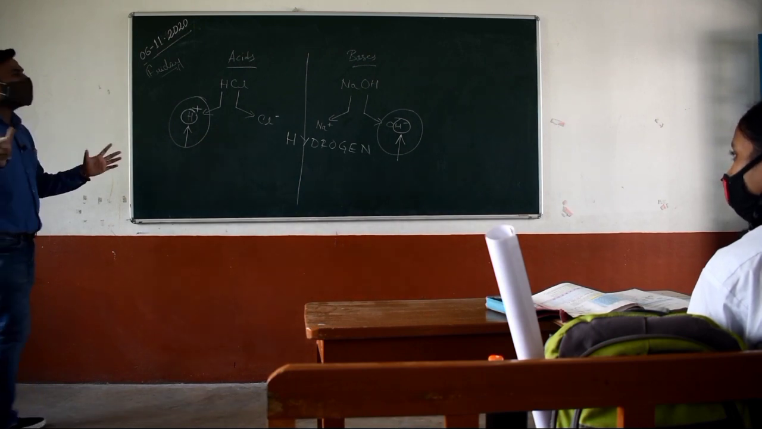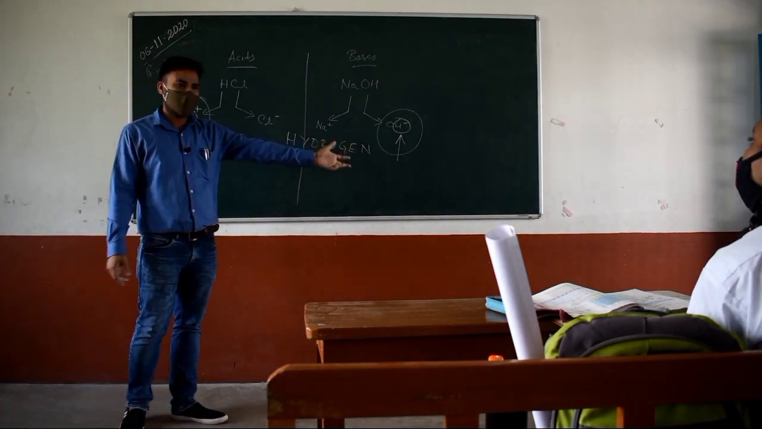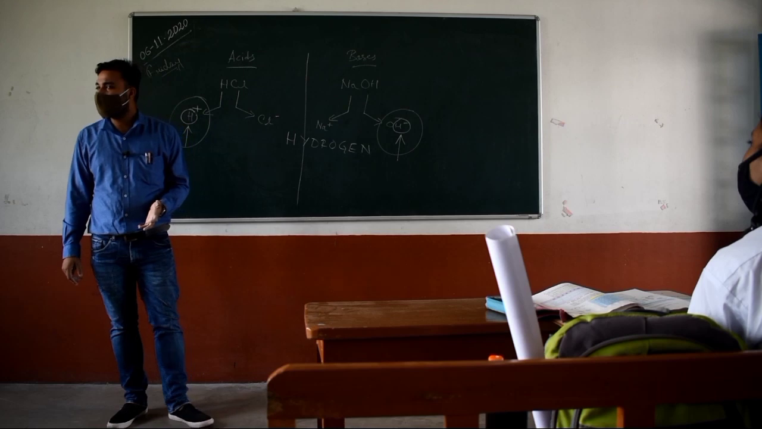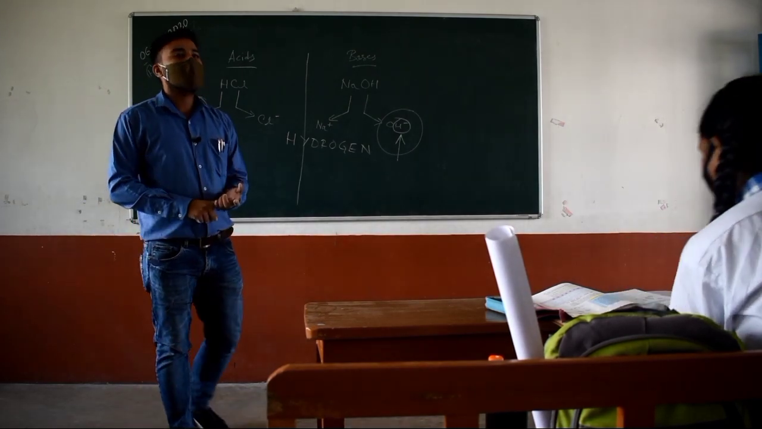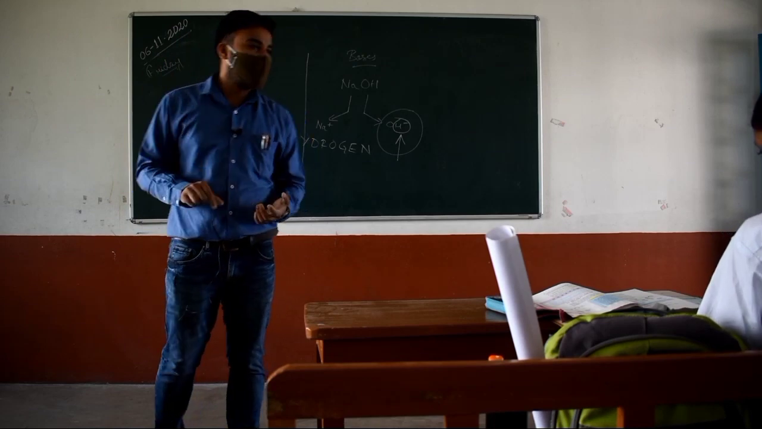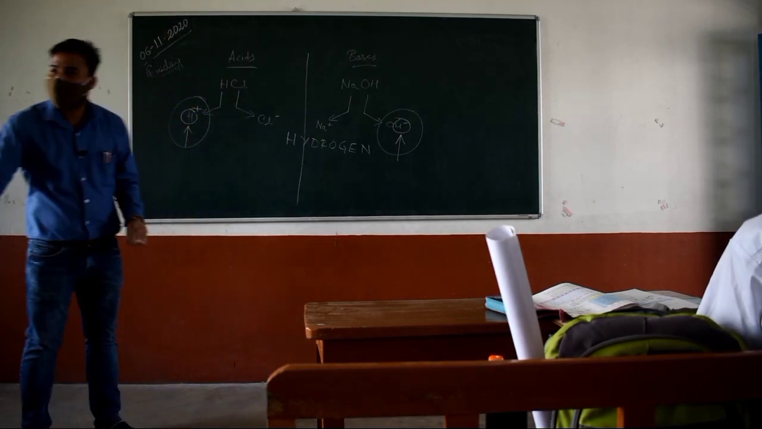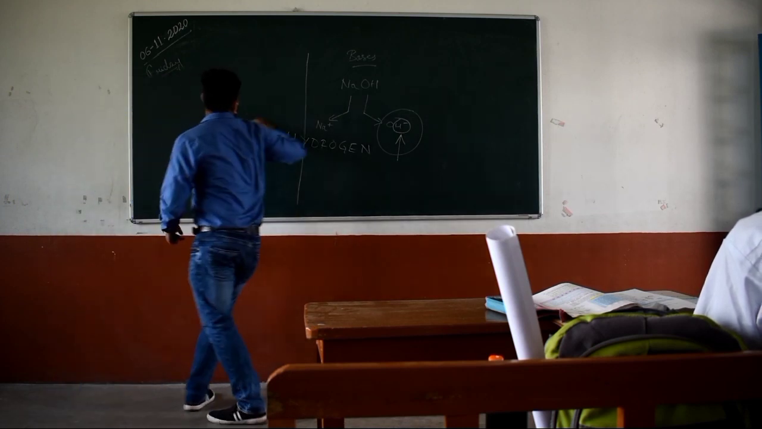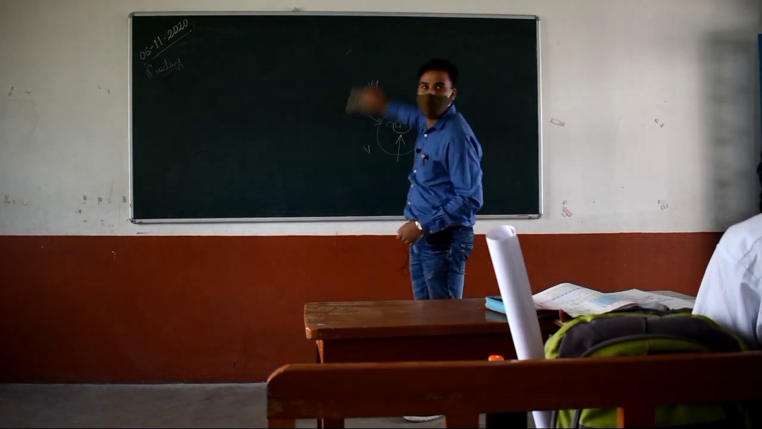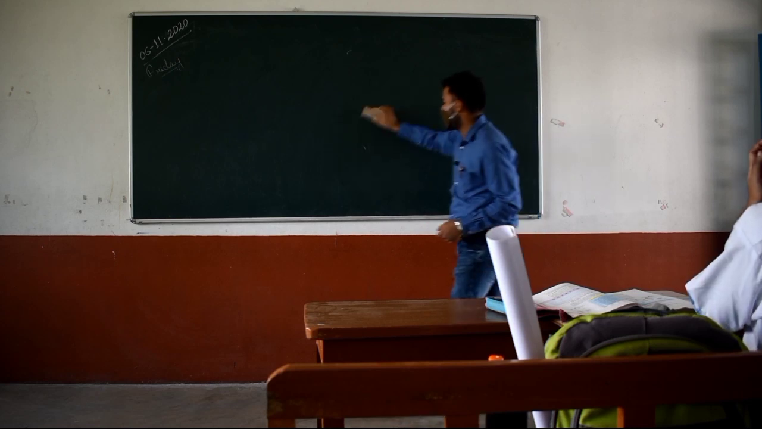So in this part we only have to read the ions. What do acids and bases have in common? Acids commonly have H plus ion in them, and bases commonly have OH minus ion in them. Clear, all of you? So did I give you the notes up to here? Other things also I have given.